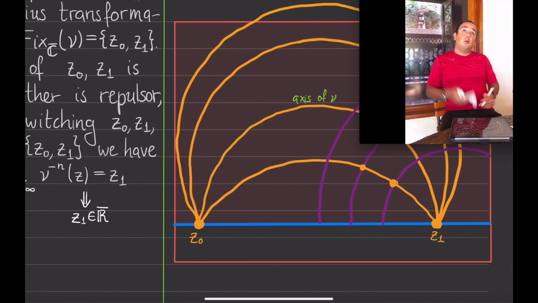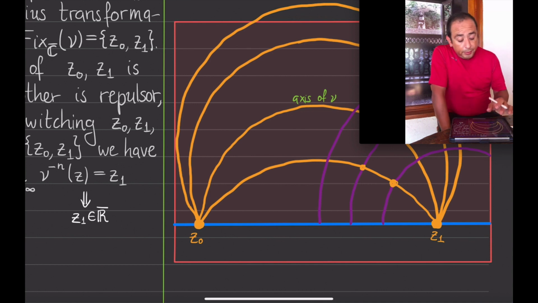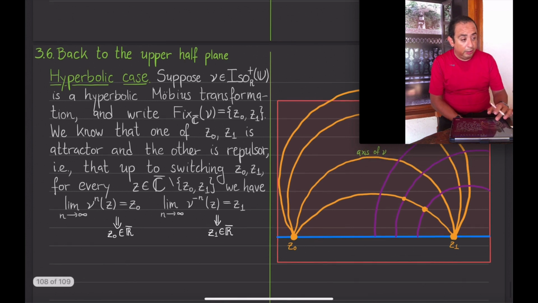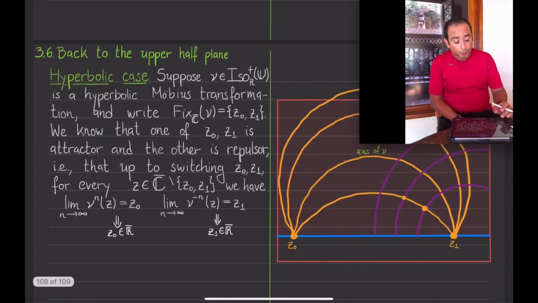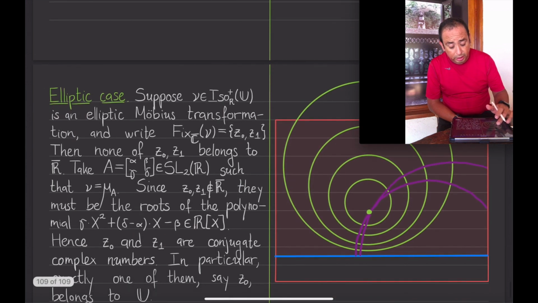Of course, one of the things I'm saying is that when you take any Apollonius circle of these 2 fixed points and you intersect it with U, that intersection is a shortest curve. This I leave as an exercise. Okay, so we now have a picture of how the hyperbolic orientation preserving isometries of U look. And then let's go to the elliptic case.